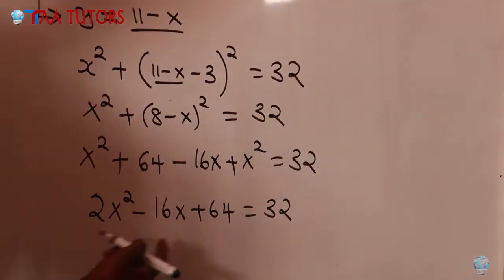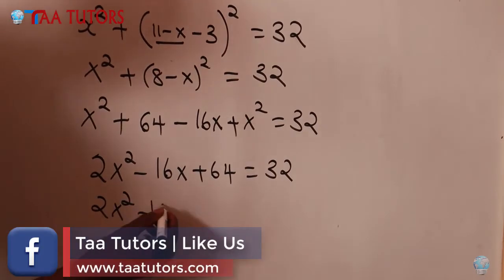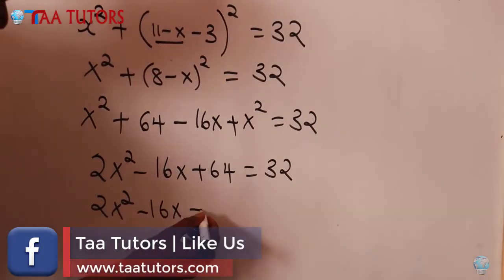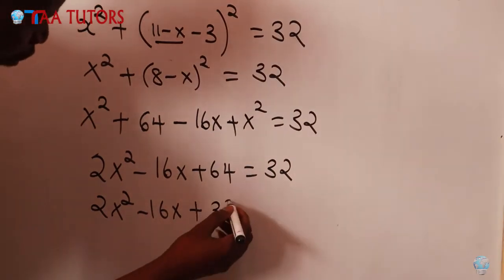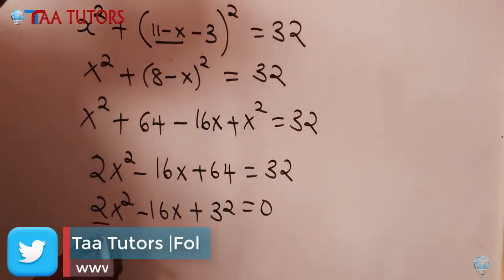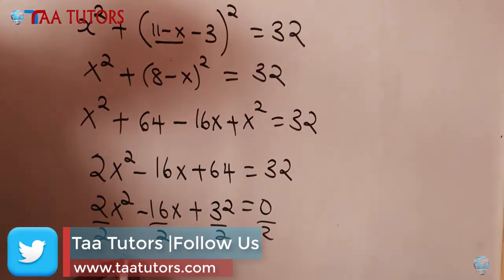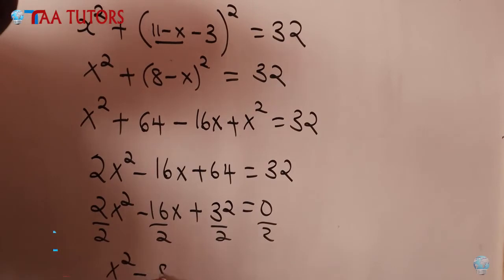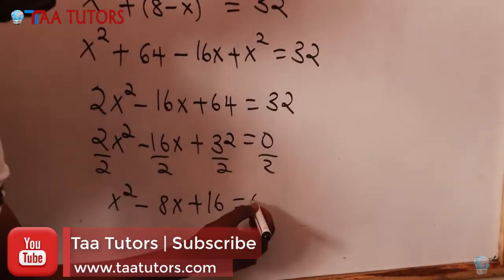Now what I have to do in this particular case is bring 32 here. So I'll have 2x squared minus 16x plus 64 minus 32, which is 32, equals 0. Like I said before, I can simplify by dividing by 2. Divided by 2, I'll get x squared minus 8x plus 16 equals 0.